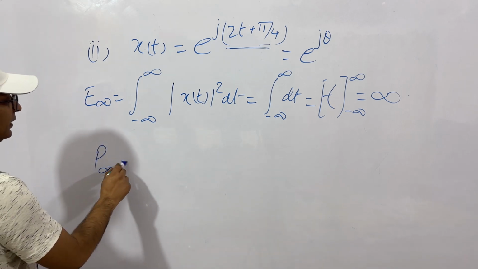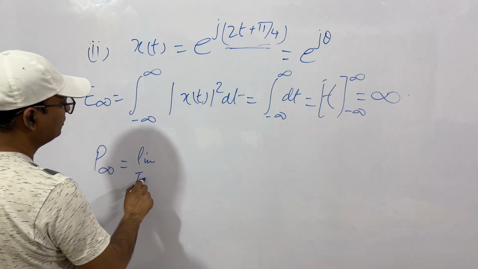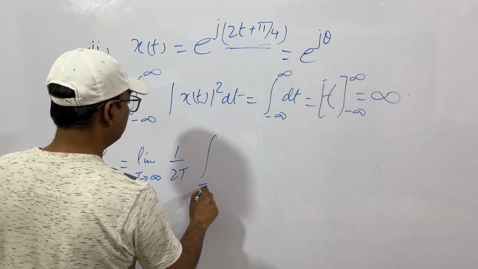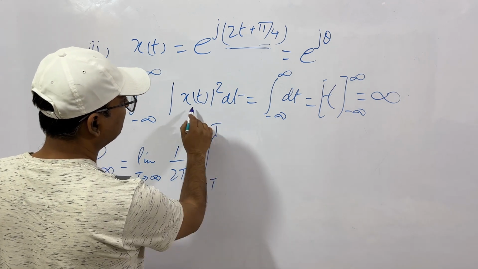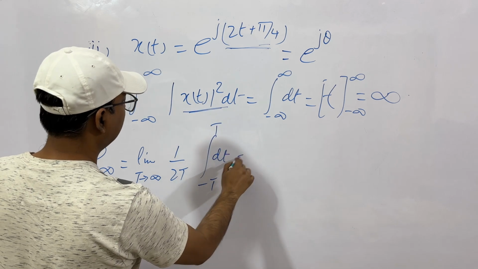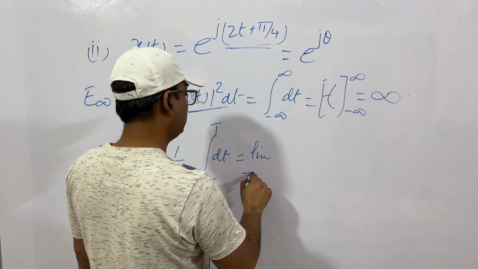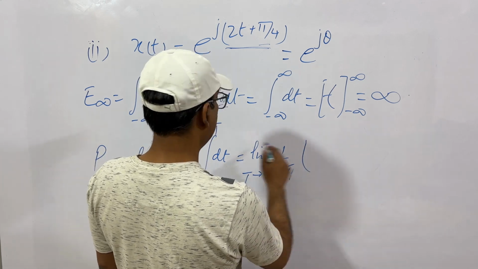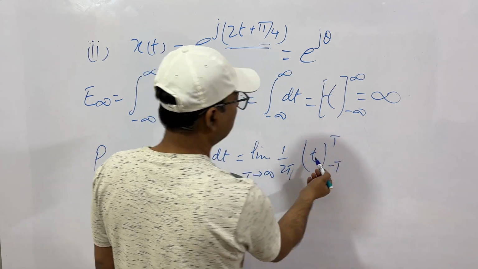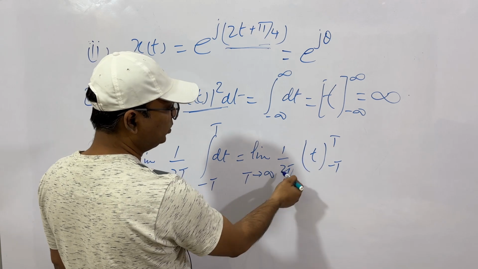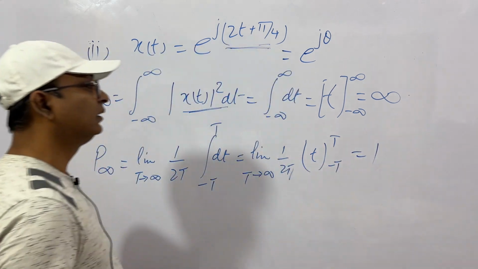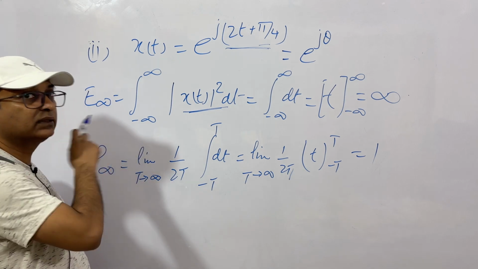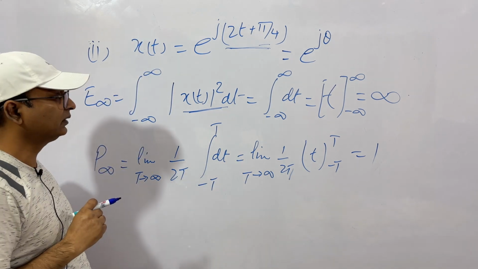What about P infinity? This will be limit t tending to infinity 1 by 2t, integral from minus t to t, and this will be 1, so this will be dt. What you will get? Limit t tending to infinity 1 by 2t, and this will be t minus minus t, so 2t cancel. So this will be 1. So average power per cycle will be 1. But since average power is 1, the energy in the entire signal will be infinite.